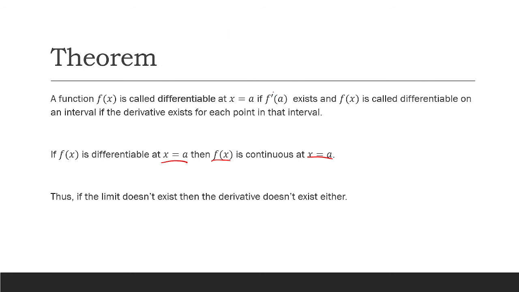Kasi alam natin na kapag continuous ang isang function at a certain point, the limit exists at that point. So if it is not continuous at that point, then the limit does not exist. Then also, the derivative doesn't exist. So that is what these statements are trying to say.